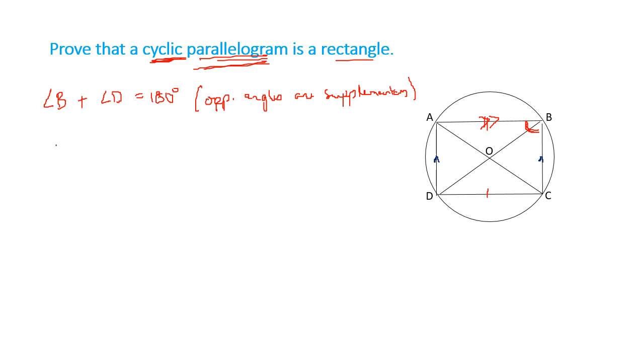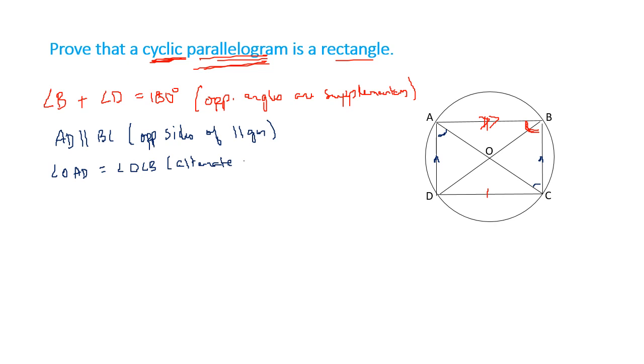So let me write AD is parallel to BC, opposite sides of a parallelogram, they are equal. In a parallelogram, this angle here and this angle here will be equal. So angle OAD equal to angle OCP, they are the alternate angles. Right?